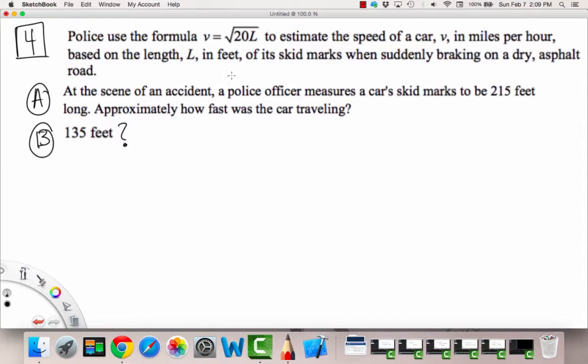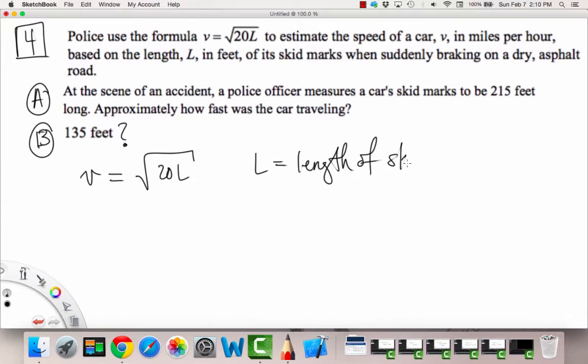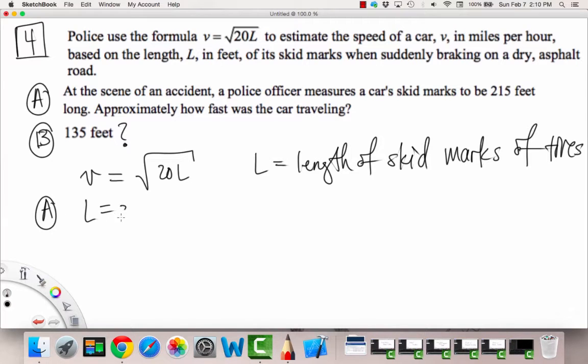So it says, at the scene of an accident, a police officer measures a car's skid marks to be 215 feet long. So approximately how fast was the car traveling? We have this relation that they gave us. V is equal to square root of 20L, where L is the length of the skid marks of the tires of a car. So all we have to do for part A is just plug in our L is equal to 215 feet, because that's what they found, right?